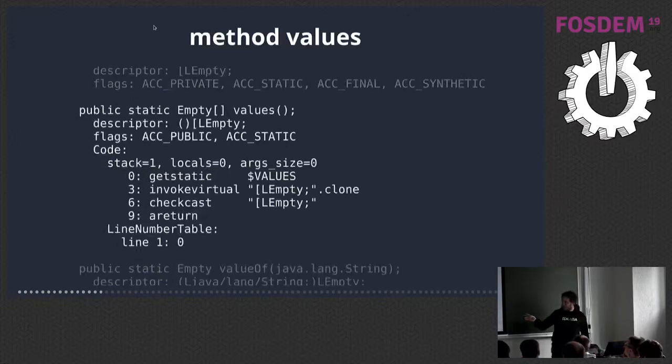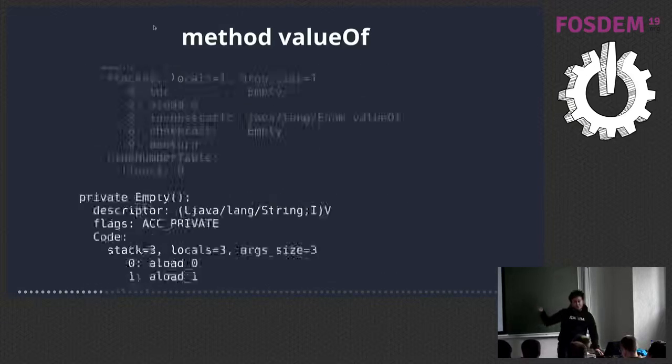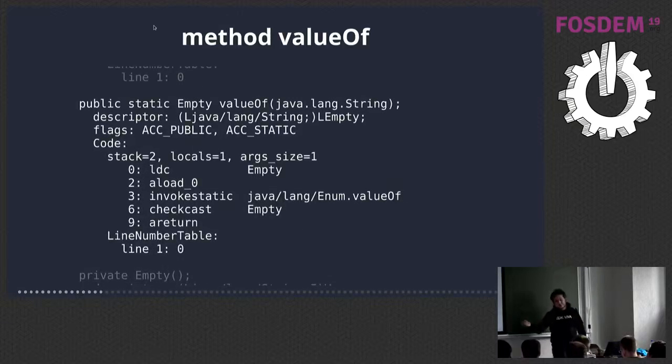It also magically contains some methods which we didn't write. It contains the method values, which returns an empty array. But we all know these methods. If we write our enum constant dot values, we get all the values of the enumeration. We didn't write this method; the compiler generated it for us. There is also the method valueOf. Again, generated. We all know this method. Given the string representation of a constant, it returns the actual constant.